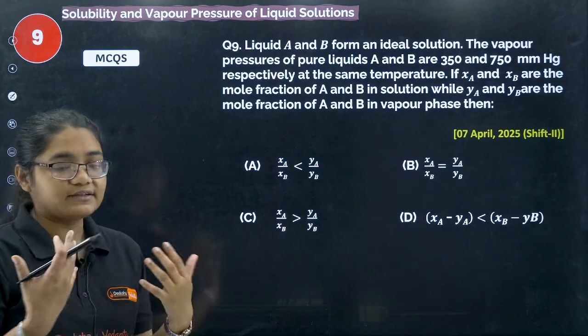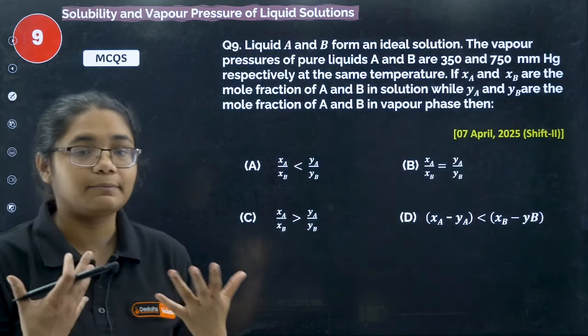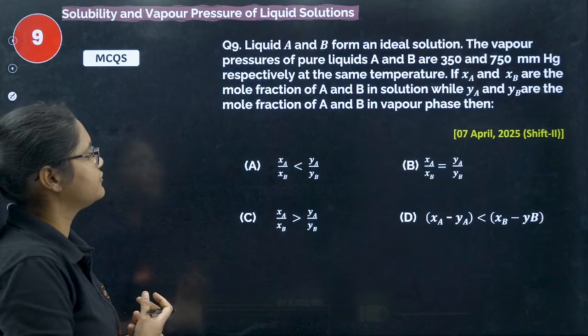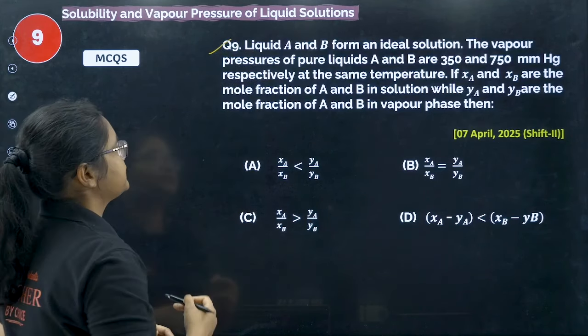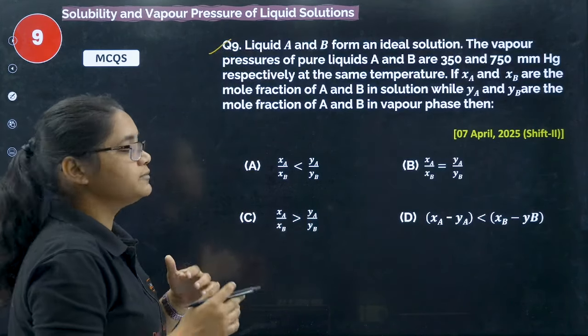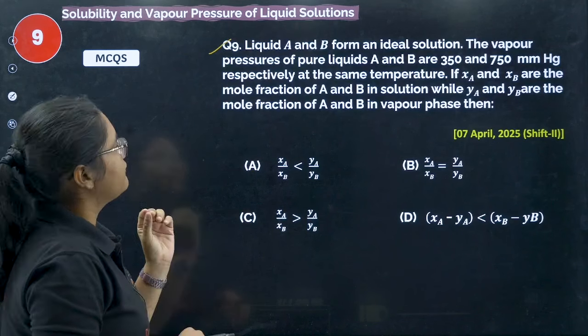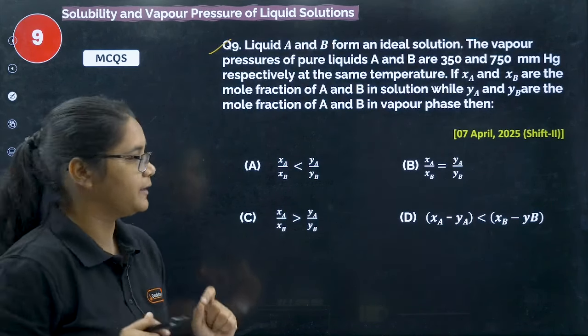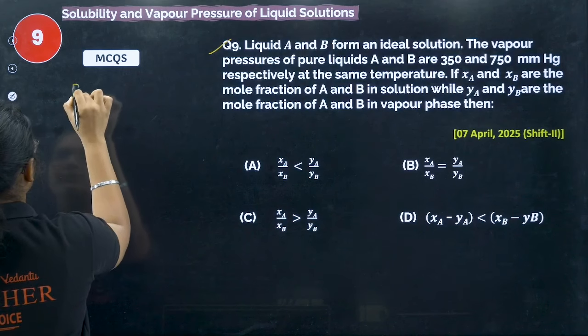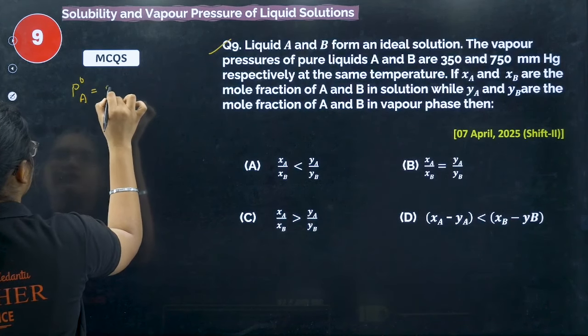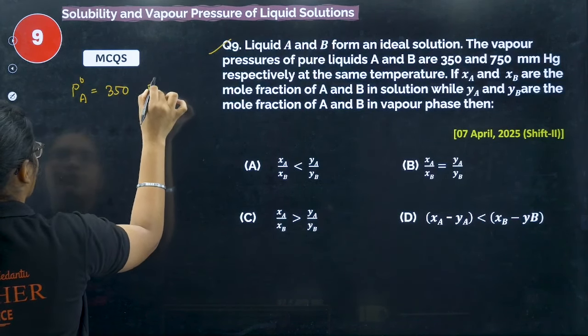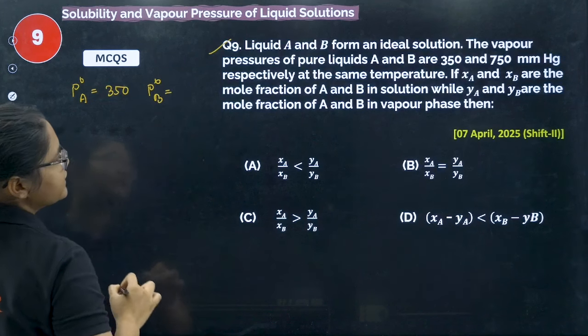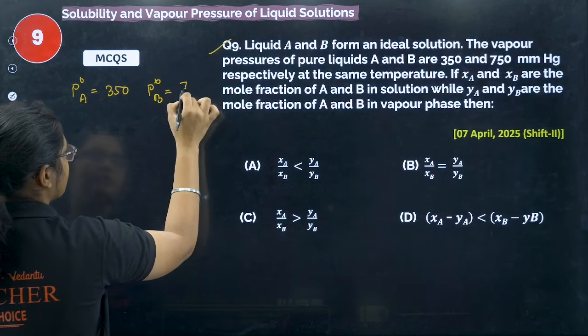Now we'll go to the next topic, that is solubility and vapor pressure concept. The first question, this is also a very interesting question. Liquid A and B form an ideal solution. The vapor pressure of pure liquid A and B are 350 and 750. So the vapor pressure of pure liquid A is 350, and pure liquid B vapor pressure is 750.